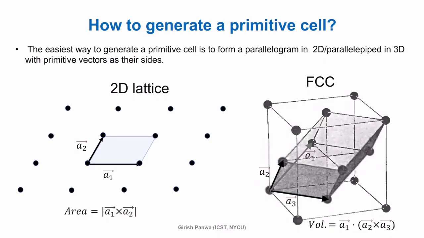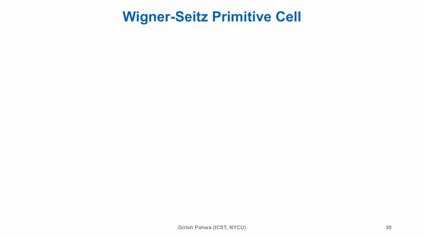But this is a very complicated volume. I want an easier way to draw a primitive unit cell. There is a primitive cell called the Wigner-Seitz primitive cell. It's a primitive cell, but a special type of primitive cell.